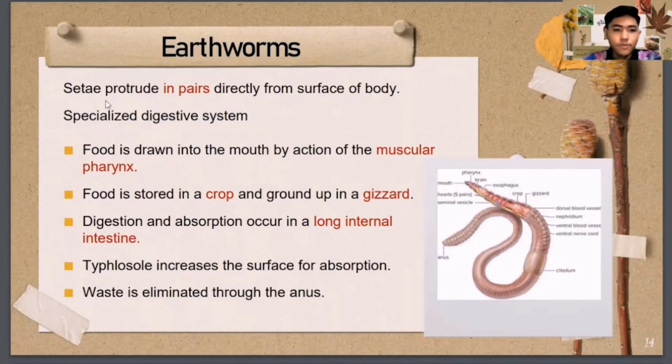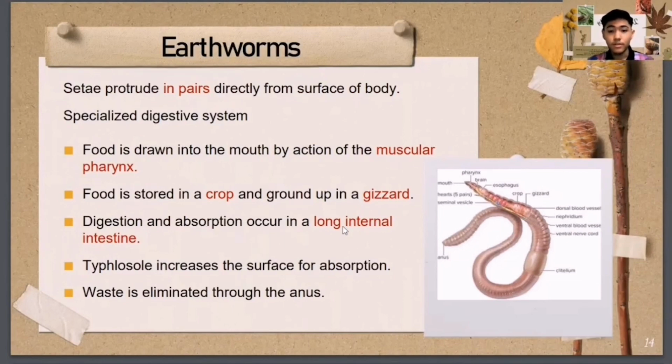Next, the earthworm has a specialized digestive system, in which food is drawn into the mouth by the action of the muscular pharynx. The muscular pharynx acts as a vacuum that draws the food from the mouth into the pharynx. The food is then stored in a crop and ground up in the gizzard. The gizzard has two functions, which are to secrete digestive enzymes and grind the food. Then the food goes into the long internal intestine, where it is digested and absorbed.